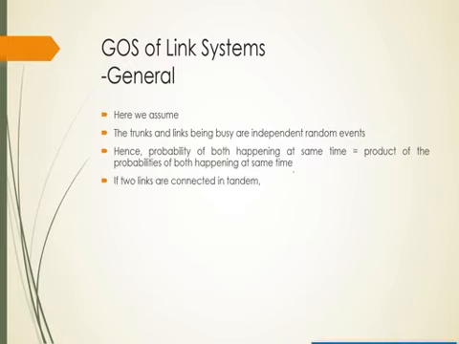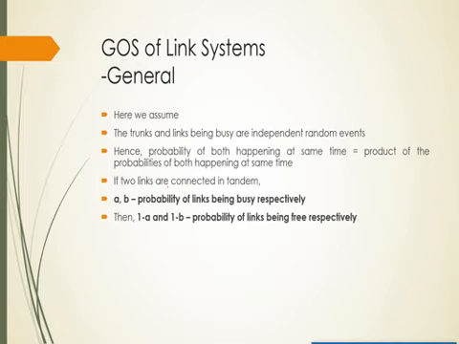So if two links are connected in tandem, as we had in the 2-stage network and 3-stage network, we saw that we had A links and B links. That is, we have two stages which are connected. If that is the case, then what happens to the overall grade of service? Now in this case, let us consider that A and B are the probabilities of links being busy, that is for the A links and the B links respectively. Then what do 1 minus A and 1 minus B indicate?